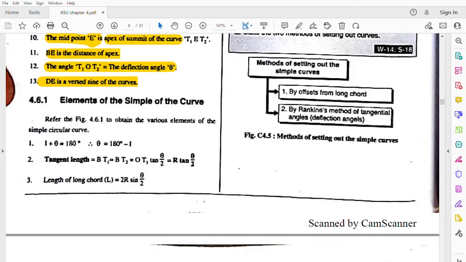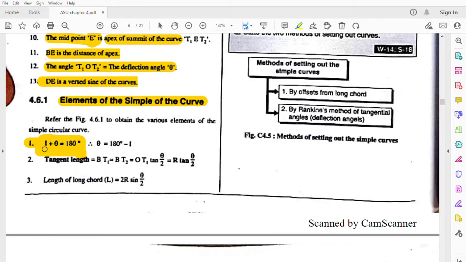So, the next topic which we are going to discuss is the elements of the simple curve. What are the various elements of the simple circular curve? These are the very important elements which are most widely used for the calculation of the numerical problems. First one is I plus theta is equal to 180 degree.